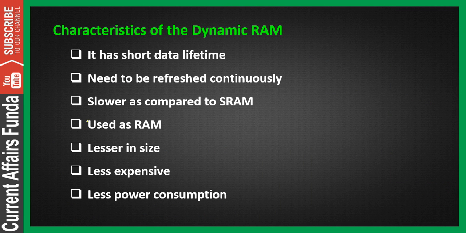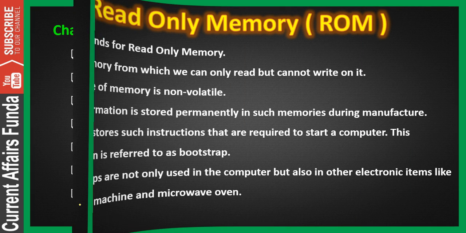Keep remembering these things, please guys. Now we are coming to our characteristics. First characteristic, it has a short data lifetime. I already told you that to maintain the data, we need a refreshment technique. Next point, it needs to be refreshed continuously. And it is slower compared to SRAM. To maintain the refreshment criteria, a special circuit is included there also, so it is much slower than your SRAM. It is used as RAM, lesser in size, less expensive. It uses less power consumption. Static RAM uses high power consumption, but DRAM uses less power consumption. Note down all these things.